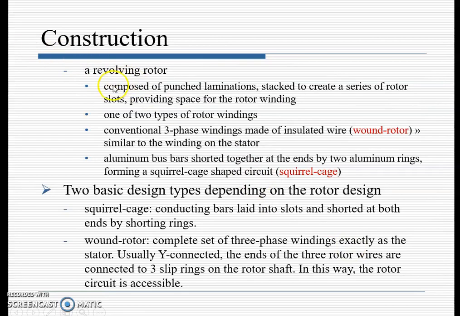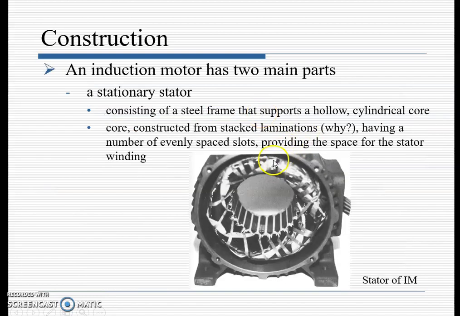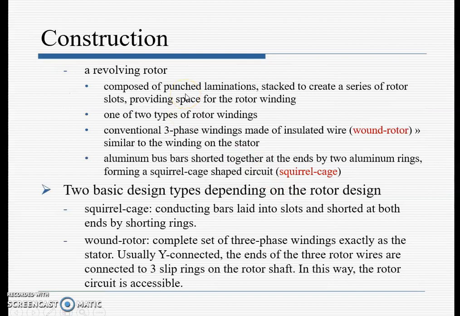The second important part in the induction motor is the rotor. It is composed of punched laminations stacked to create a series of rotor slots, providing space for the rotor winding. As the slots in the stator are inside, the slots in the rotor are outside slots, and in those slots the rotor windings are inserted, generally made of copper.